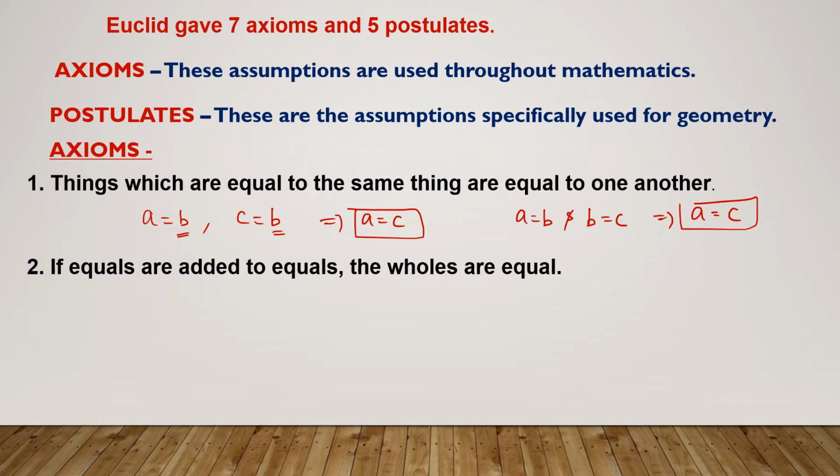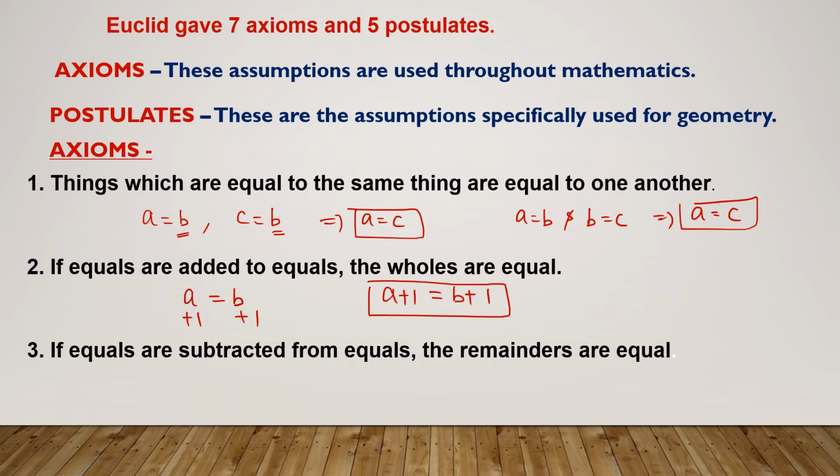The second axiom says that if equals are added to equals, the wholes are equal. Let's take one example. Suppose A is equal to B. Now these are the equals. If I add 1 to both sides, A plus 1 will be equal to B plus 1. So if equals are added to equals, the wholes are equal. Whole means the sum which we are getting: A plus 1 and B plus 1 are both equal.